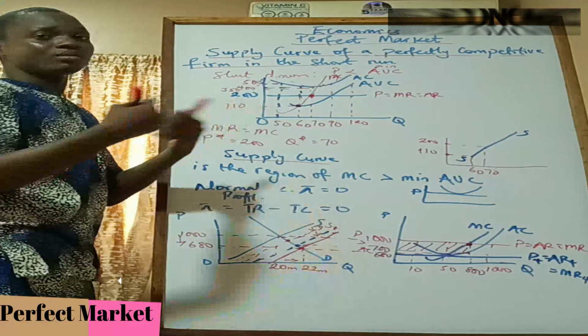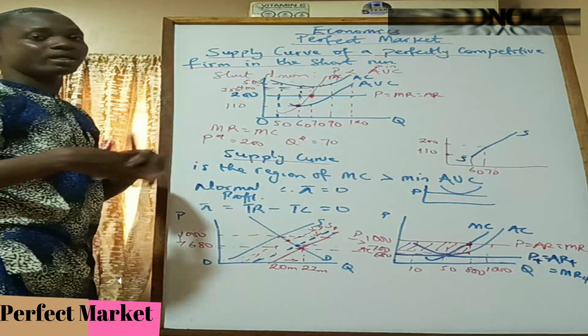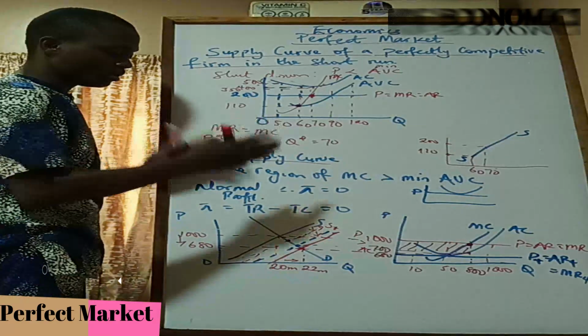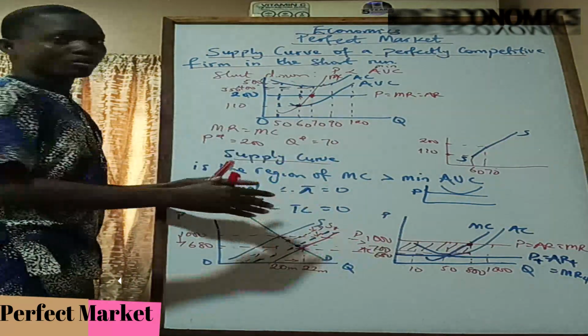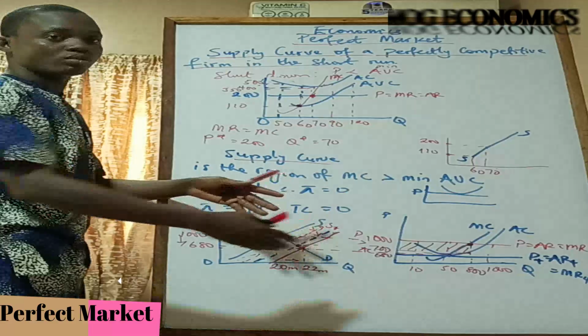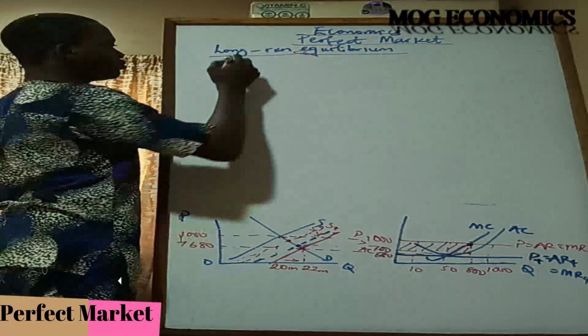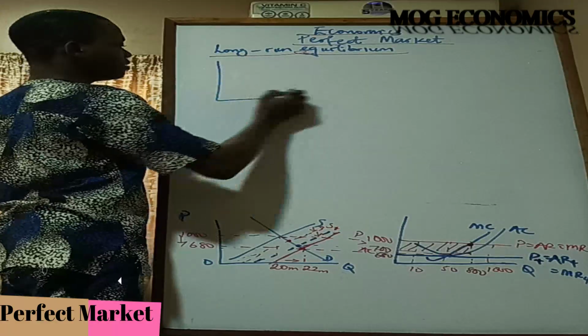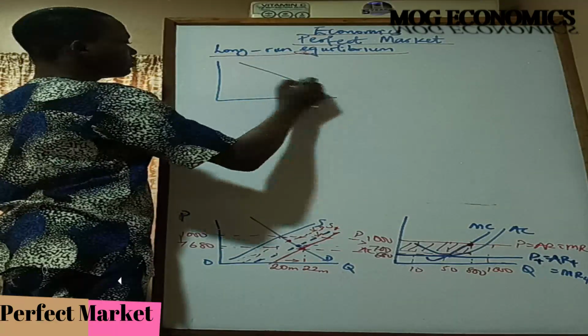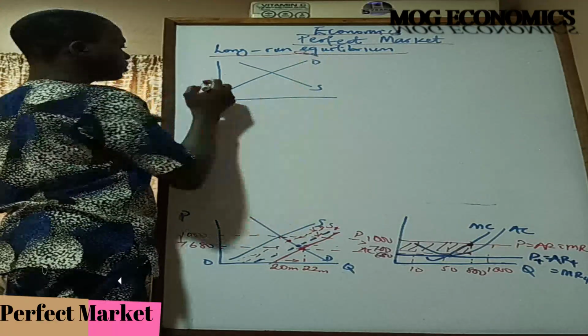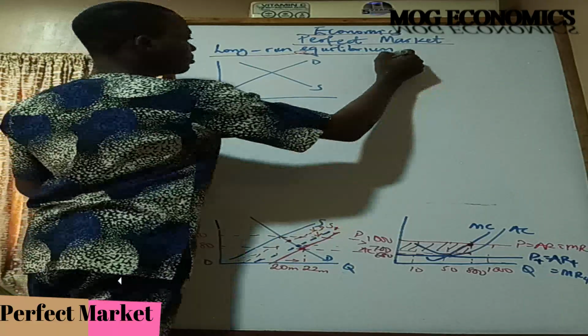So let us now look at the loss. How can loss also make businesses make zero economic profit? So for this one, we also start from the industry, supply curve, demand curve, and then we have the firm.